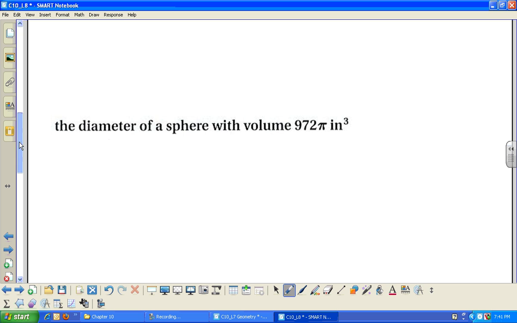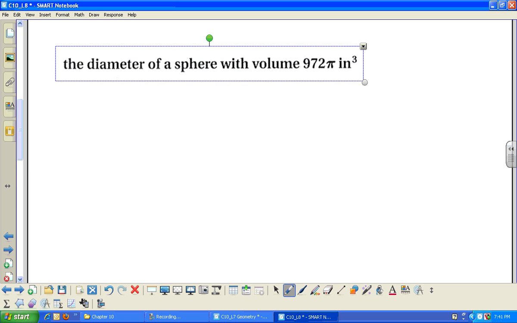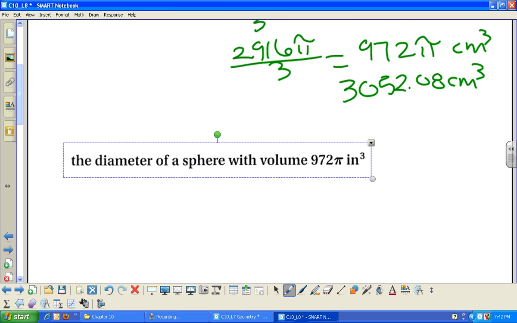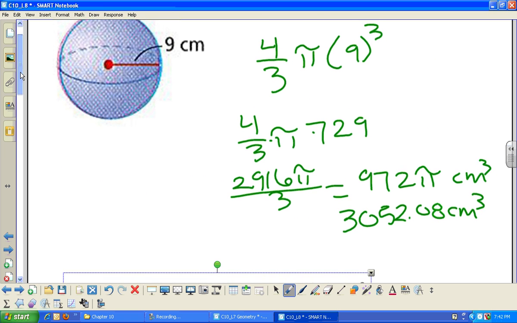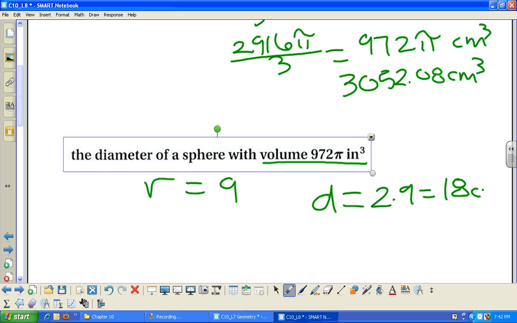Now if I have a diameter of a sphere with volume 972 pi. Now, I didn't realize this until right now, that we just found an answer where the volume was 972 pi. So if my volume is 972 pi, that's the same as the above answer. Here, the above answer, the radius was 9. So if the radius is 9, the diameter has to be equal to 2 times 9, which would be equal to 18 centimeters.